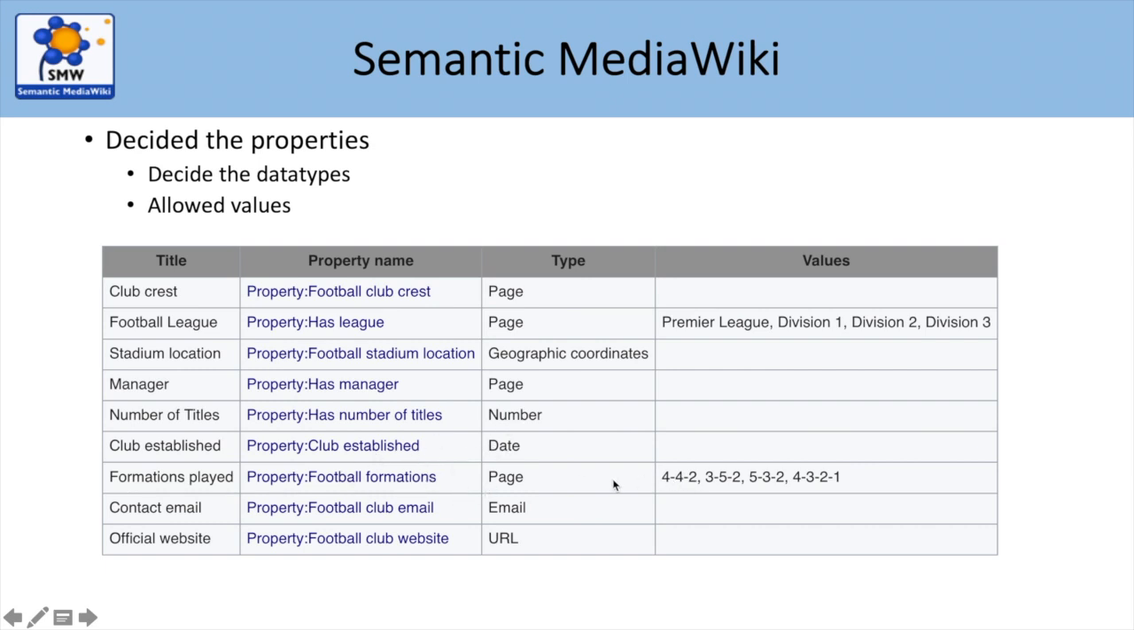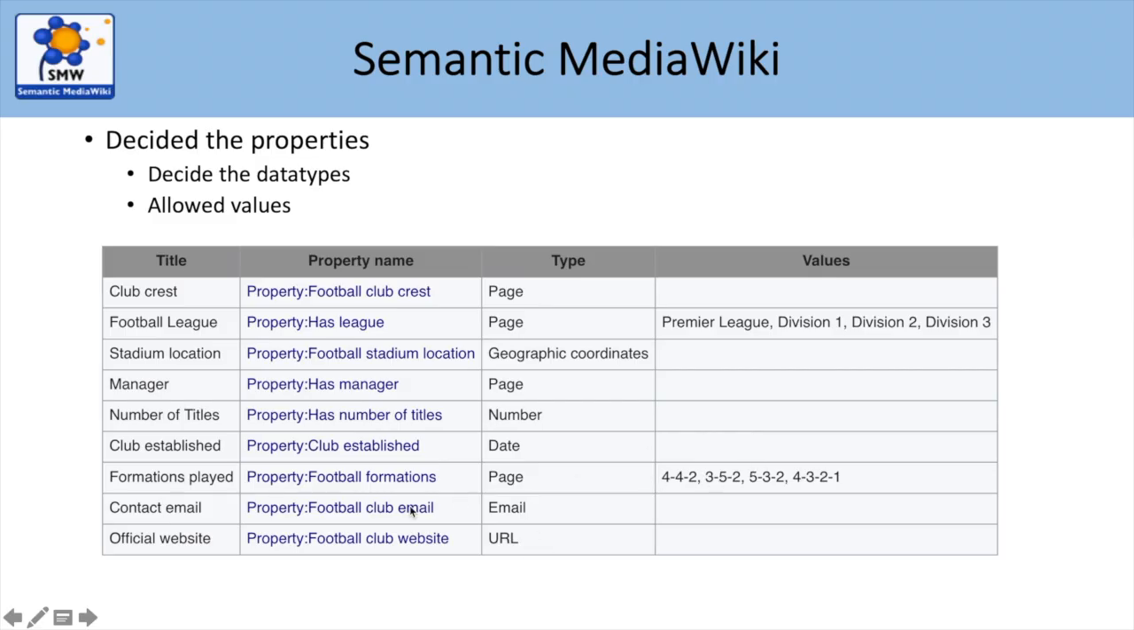I've chosen this, it's a bit silly, but it's because we're going to show what happens if you want to be able to choose more than one property. And an email and a URL. Again, I'm just demonstrating different data types. So let's go on to the wiki and show this.